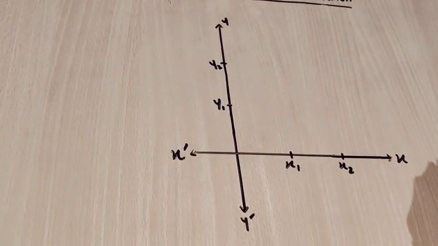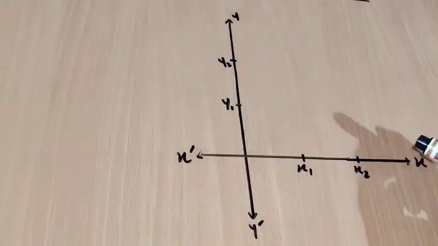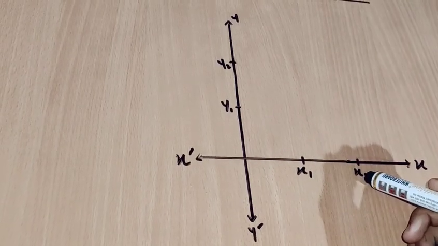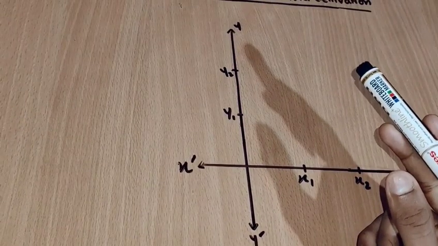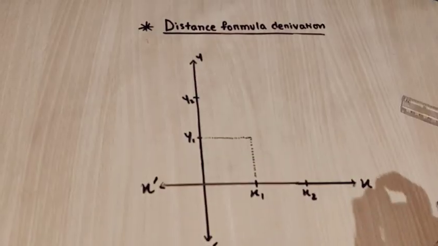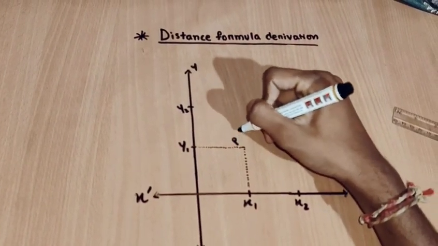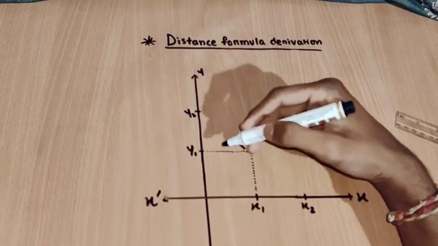As students, I have drawn a graph here. Here x-axis is there and y-axis is there. I have given some points x1, x2 on x-axis and y1, y2 in y-axis. Let's make a point here. Let's take it as point P, and here x-axis means x1 point and y1 point is there.